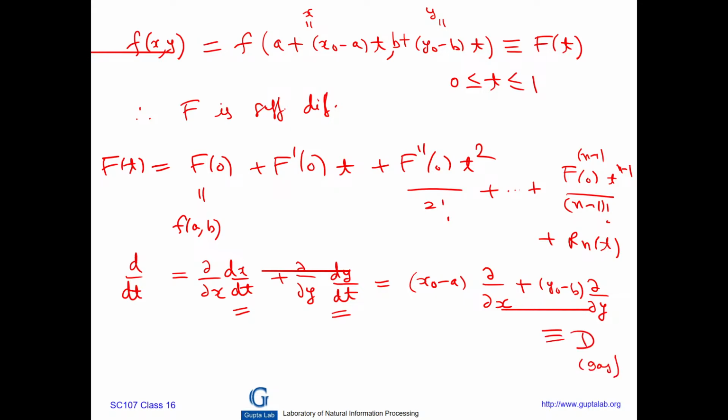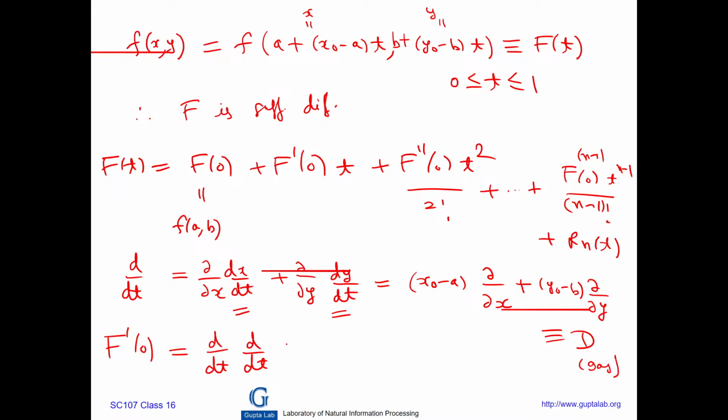because dx over dt I know, dy over dt I know, because x is that formula, right? So that means what is the value of f dash of 0? It will be d over dt of f of t evaluated at t is equal to 0. Sorry, only one differentiation. This is nothing but d of f of x comma y evaluated at point a comma b, because t is equal to 0 means the point is a comma b, right?